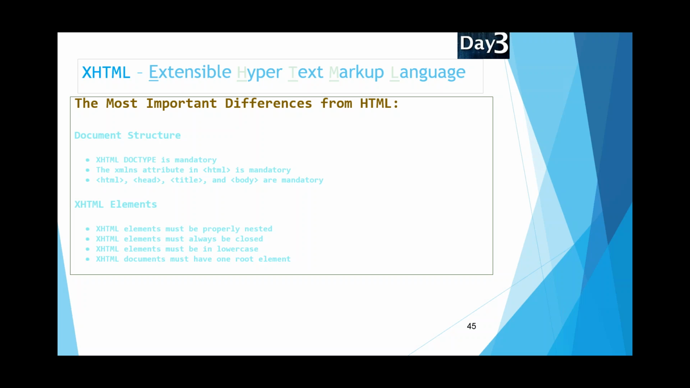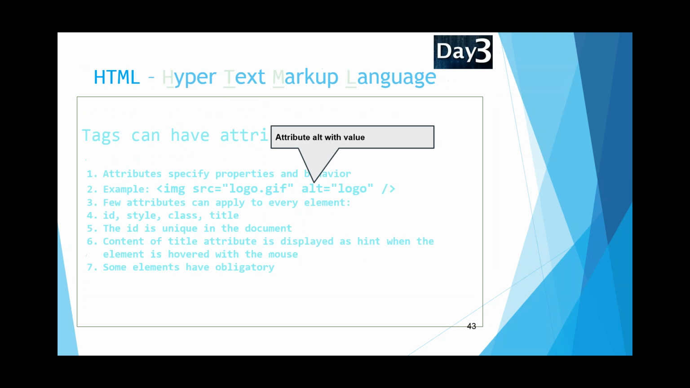Okay, the XHTML doctype is mandatory. The XML attributes in the HTML tag are mandatory, and HTML, head, title and body are mandatory. You should have these tags in your HTML documents. XHTML elements must be properly nested, always be closed, must be in lowercase, and must have one root element. Okay, so maybe some example.